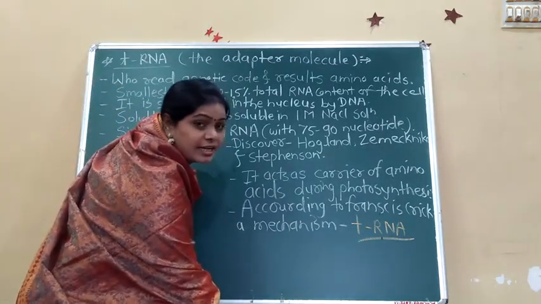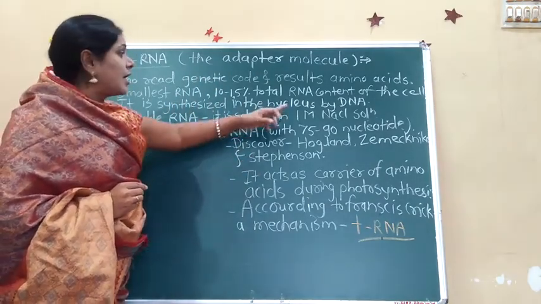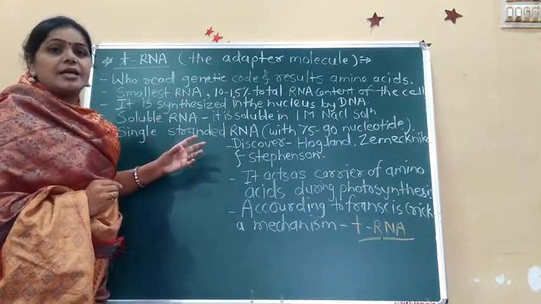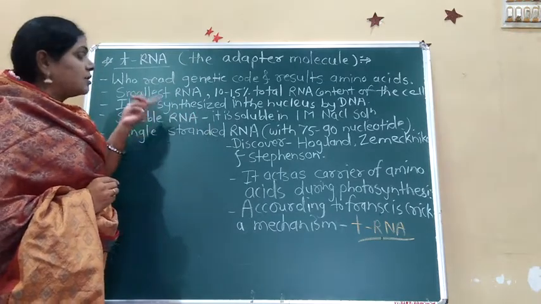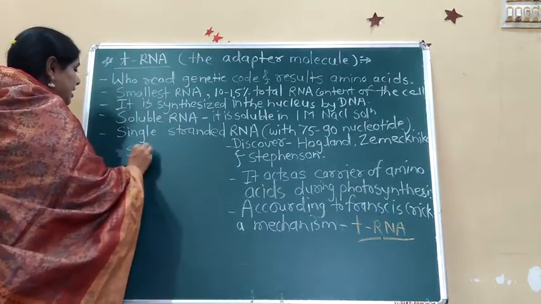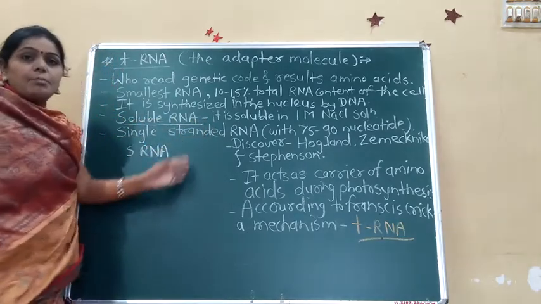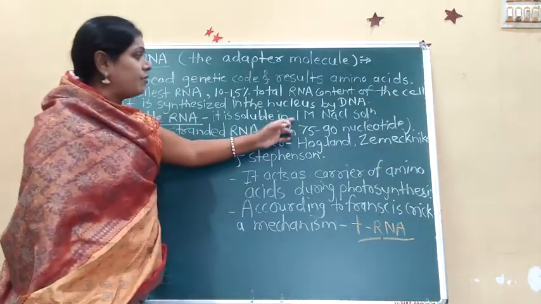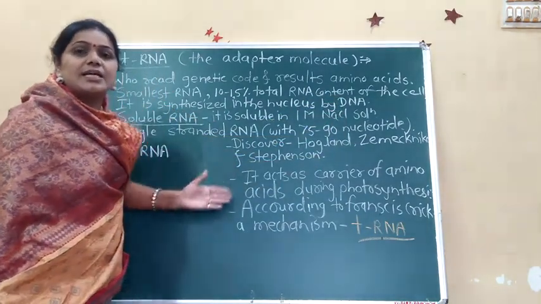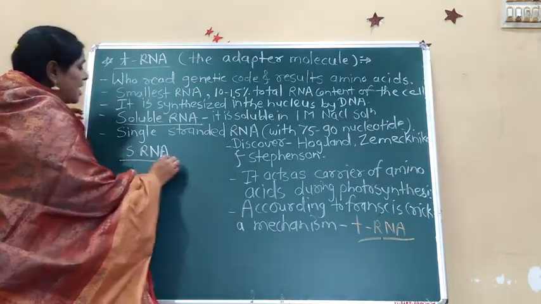Who makes it, or where is it made? It's synthesized in the nucleus by DNA. The DNA makes the RNA. It is also called sRNA, the soluble RNA, because it is soluble in 1 molar NaCl, sodium chloride solution. That's why it is called sRNA.